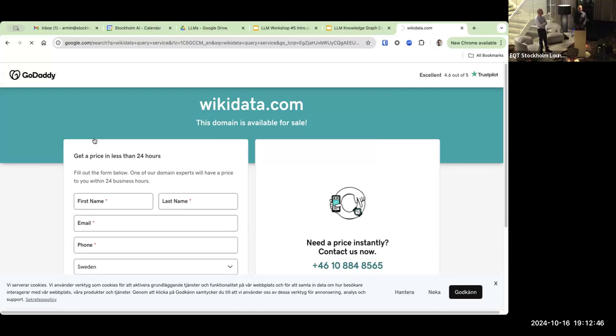Yeah, actually, I realized it's wikidata.org, importantly. But now I think the connection is too slow. But you can try it at home.